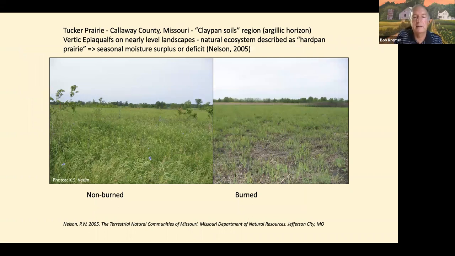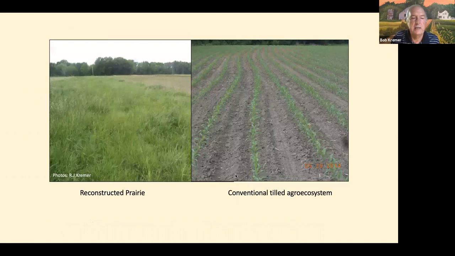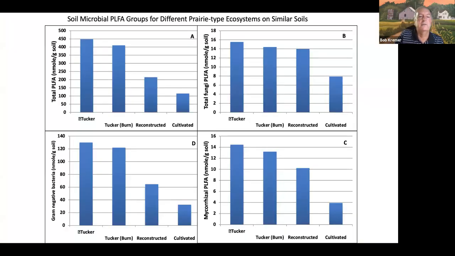So I wanted to show a little bit about the different types of microbes that we find in some of these Missouri prairies. We looked at Tucker Prairie, which is a native prairie, and this is a burn portion. We've also taken soils from a reconstructed prairie, I believe out at Prairie Fork. And we compared that to a conventionally tilled agroecosystem, basically a field of corn that's been tilled. And we looked at the microbiome in there. What you see here, Tucker Prairie with the total PLFA, that is the total microbial biomass in that soil, is much higher, whether it's burned or not. It's still much higher than the reconstructed prairie, although that is still higher than the cultivated site, whose microbiome is pretty well damaged or degraded. Its redundancy and its diversity is probably down quite a bit, which we can see here.